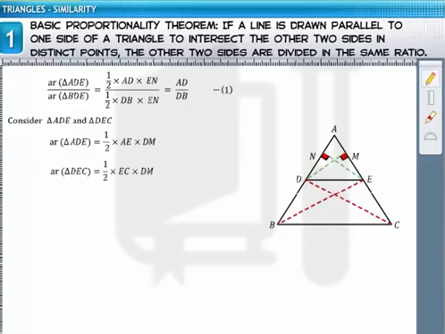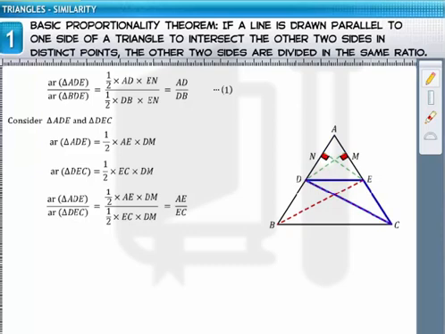Now, let's divide the areas of the two triangles. We can see that the area of triangle ADE divided by the area of triangle DEC is equal to AE divided by EC. Let's assign this observation as equation 2.